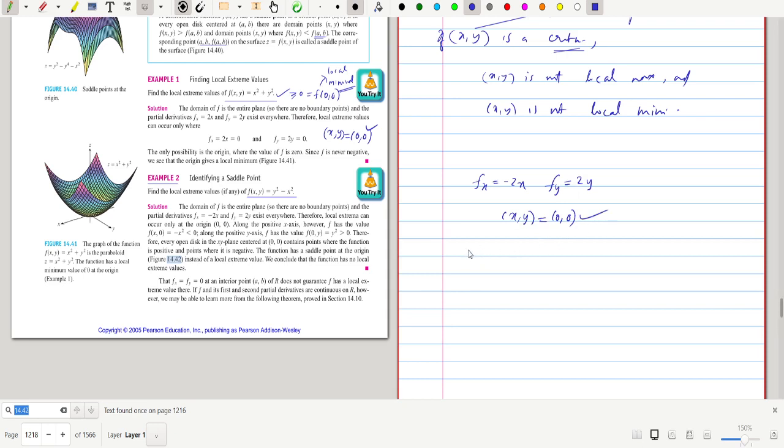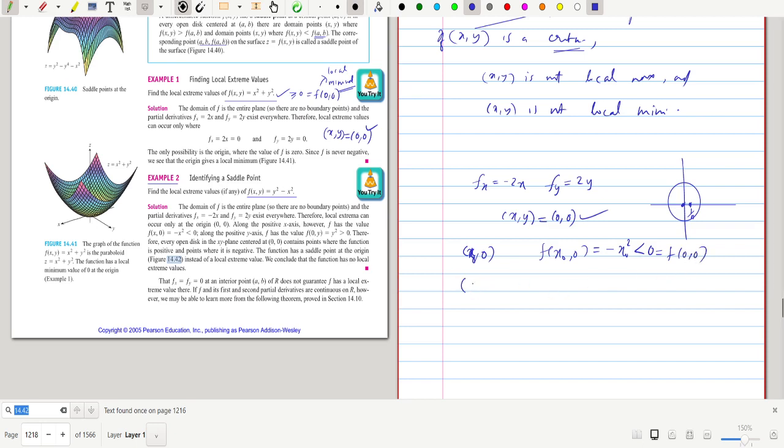Then if you consider a point on the positive x-axis, say (1, 0), if you consider any open disk at (0, 0), you can easily find a point on the positive real axis that lies in this disk. If you choose any 1/n, you can take 1/n very close to 0. That means in any disk you can find such a positive number. If you consider a positive real number x naught from any disk of 0, then f(x naught, 0) equals minus x naught squared, which is always less than 0. But this 0 is nothing but f(0, 0).